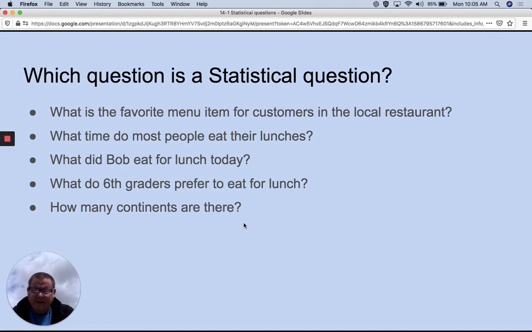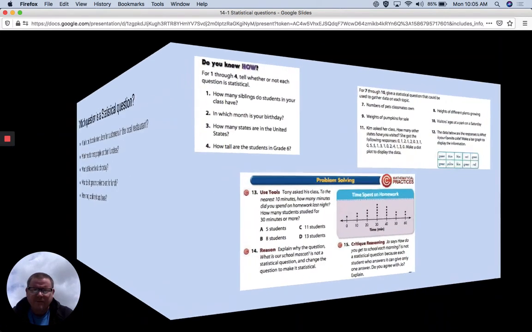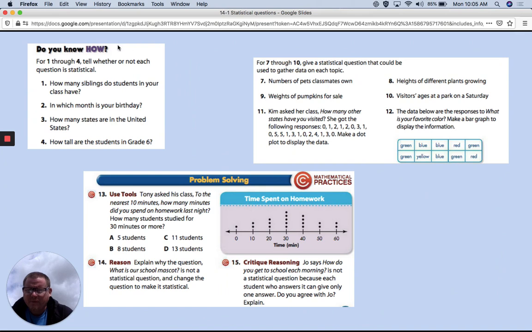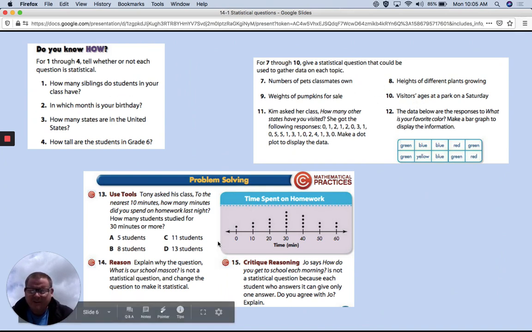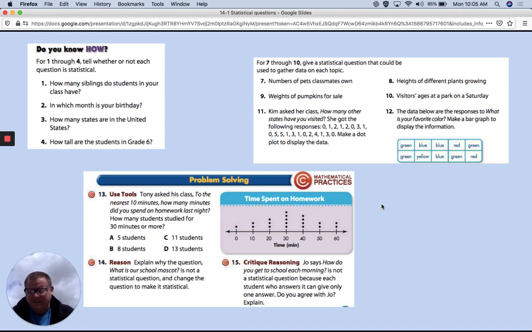So today you're going to practice some of this. You are going to complete numbers 1 through 4 right here, 7 through 12, and then also 13, 14, and 15 for some problem solving. So I've given links in here so that you can see each one of these individually, and you'll be able to see this slide again, and hopefully you'll be able to click those videos again to help you out and answer these questions here. A statistical question is a question that would allow for many different answers, okay? Not just one.